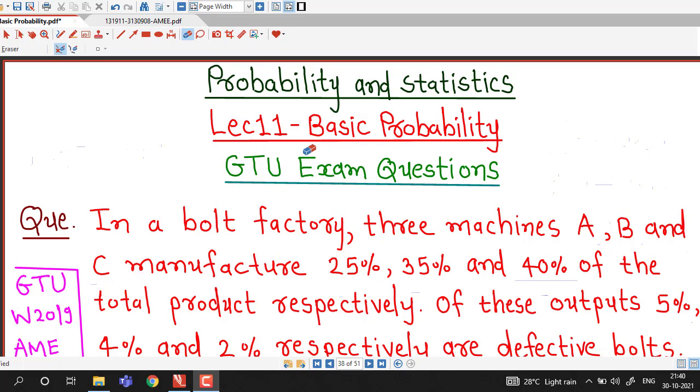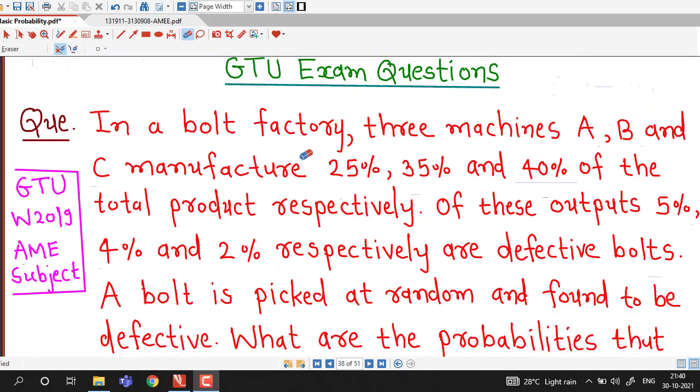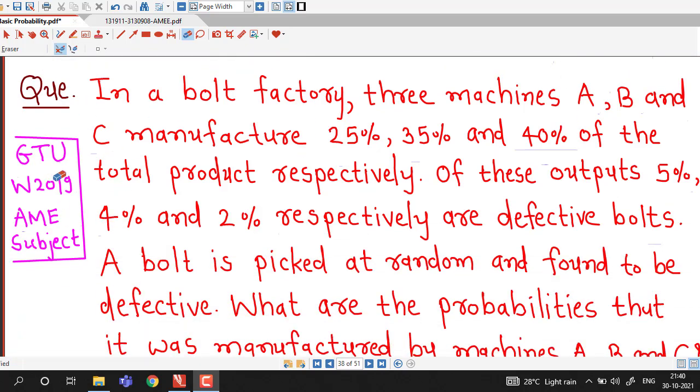In this lecture we are going to discuss one more question which was asked in GTU Winter 2019 exam for this applied mathematics for electrical engineering subject. So first we understand what is this question.